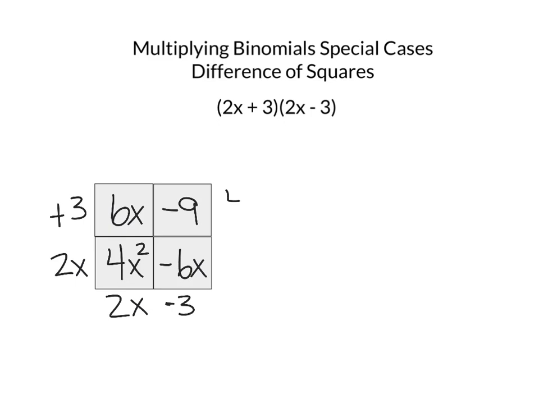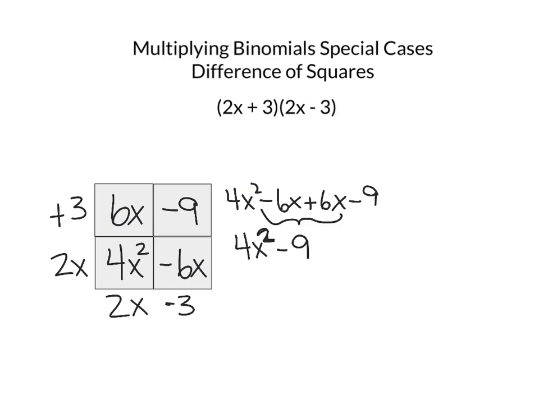So if I write that all out, we have 4x squared minus 6x plus 6x minus 9. And again, I have to combine like terms, and these middle values are going to cancel out. They're going to make 0. So that's going to leave me with 4x squared minus 9. Okay, great. So using the box method works, but let's try the shortcut now.